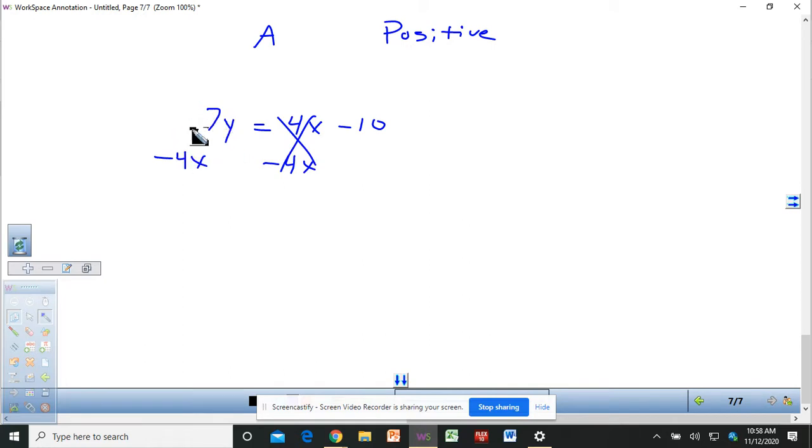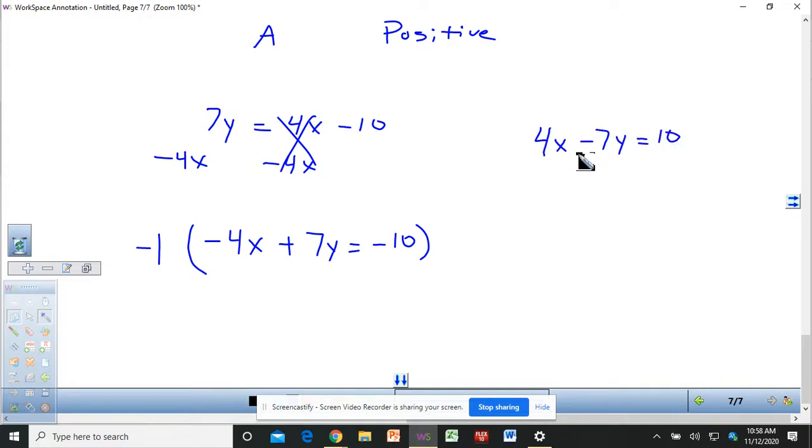Remember, I can't combine these because they're not the same letter. So negative 4x plus 7y. It's plus because 7 is positive. If 7 was negative, this would be a minus. Equals negative 10. And now I want that first number to be positive, so I'll multiply the whole thing by negative 1. That gives me 4x minus 7y equals 10. So are our A, B, and C whole numbers? Yes. Is A a positive number? Yes.